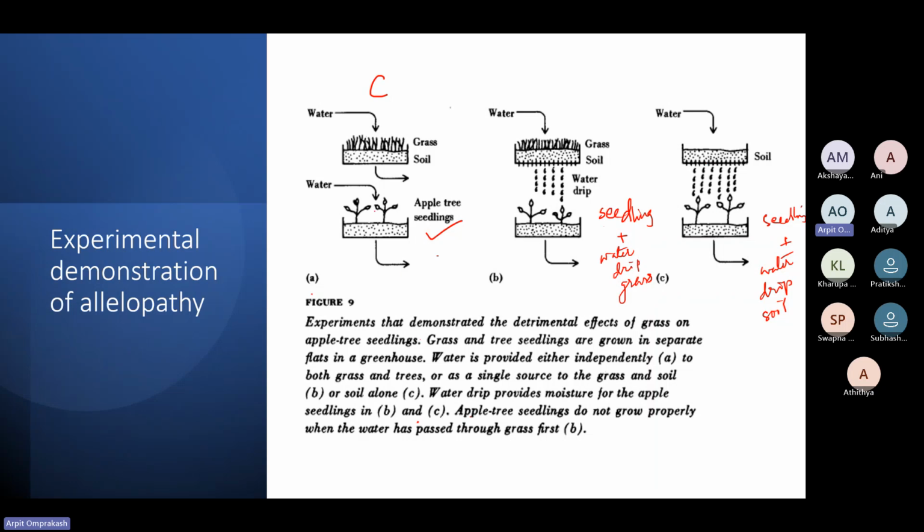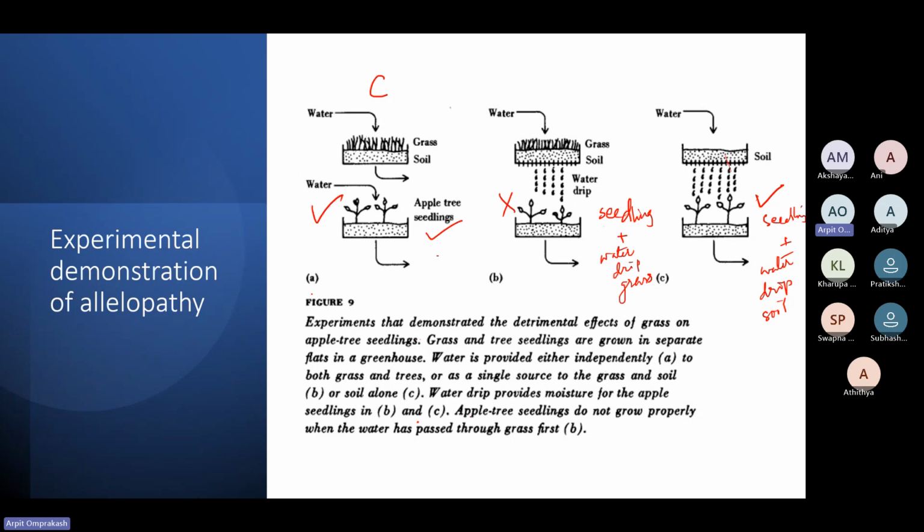Here what they saw is that apple seedlings grow normally in this case and grow normally in this case, but they have stunted growth in this case. What does it mean? It means that normally apple seedlings grow to a certain height, and when we pass water through the soil, they grow to the same height.